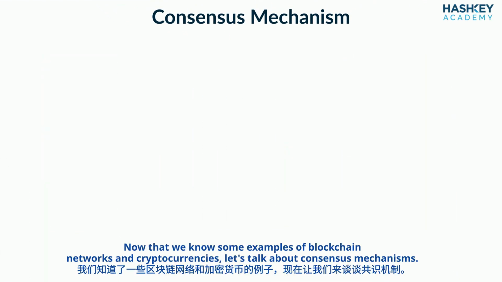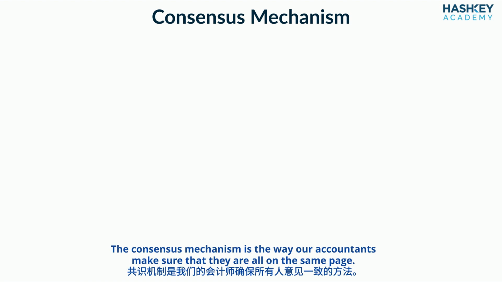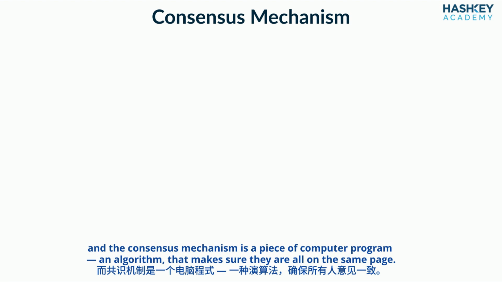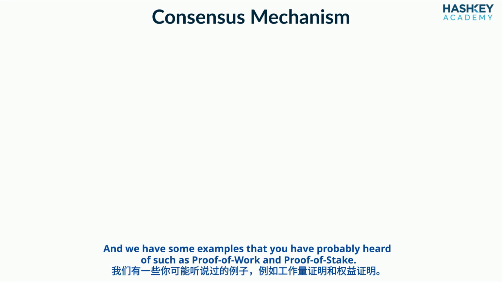Okay, now that we know some examples of blockchain networks and cryptocurrencies, let's talk about consensus mechanisms. A consensus mechanism is the way our accountants make sure that they are all on the same page. In this case, our accountants are the nodes or miners on the blockchain, and the consensus mechanism is a piece of computer program, an algorithm that makes sure that they are all on the same page. And we have some examples that you have probably heard of, such as proof of work and proof of stake.